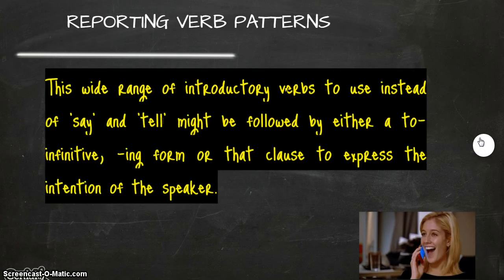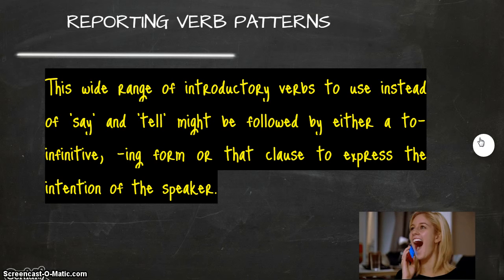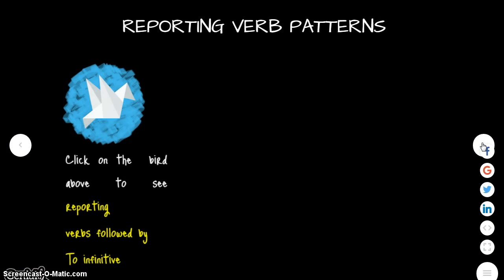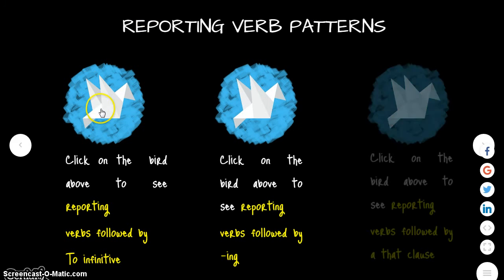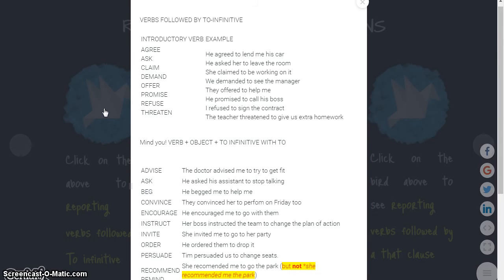Okay. Oh, just another brief reminder. Reporting verbs have patterns. Patterns means that some of these verbs are followed by a to infinitive form, some others are followed by an ing form, some others are followed by a that clause, and many can fall into the three categories. Let's revise this briefly. Okay, so we have these, I'm going to show you, the most common verbs followed by the to infinitive. Okay? You can stop the video now if you want to copy them down.